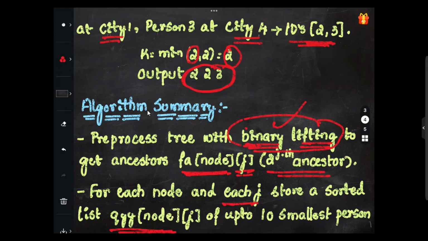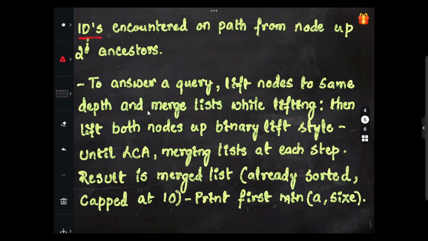QYY of node and j. This is nothing but the variable name that we'll be considering. Let's go with the same variable name. QYY of node j holds up to the 10 smallest person ids encountered on the path from the node to its 2 to the power of j ancestor. Yep, so this is fine.